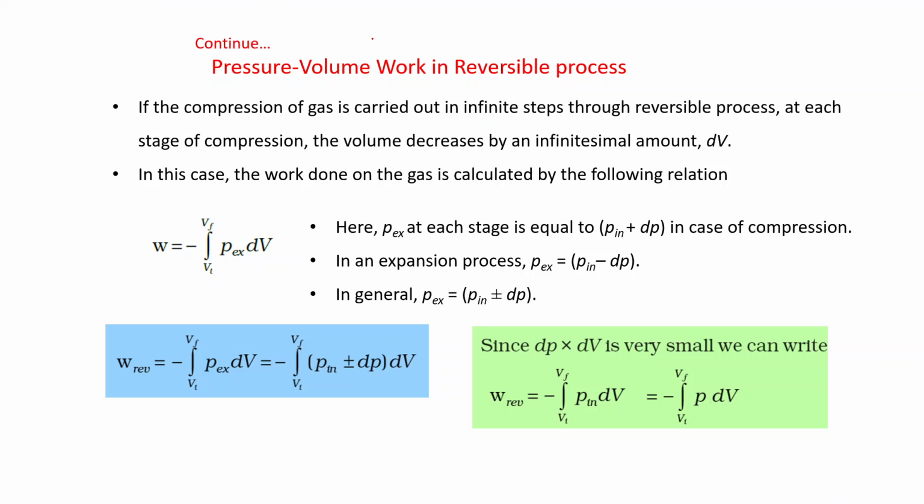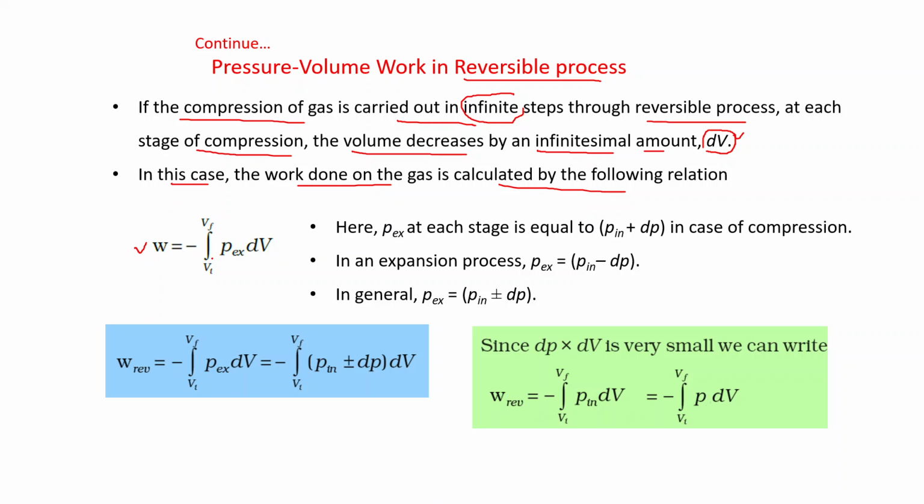Now come to pressure volume work in a reversible process. If the compression of gas is carried out in infinite steps through a reversible process, at each stage of compression the volume decreases by an infinitesimal amount, that is dV. Now there is no large change in the volume. Volume will decrease by a very small amount, and that is represented by dV. In this case, the work done on the gas is calculated by the following relation.